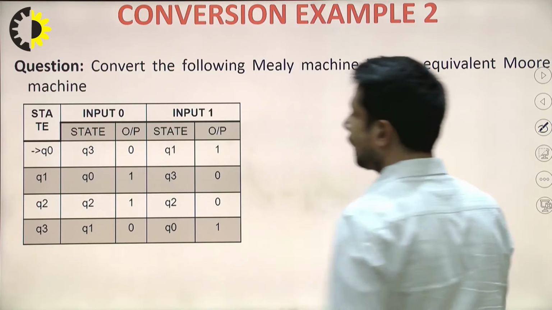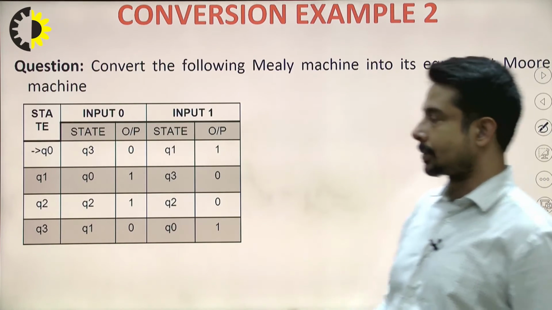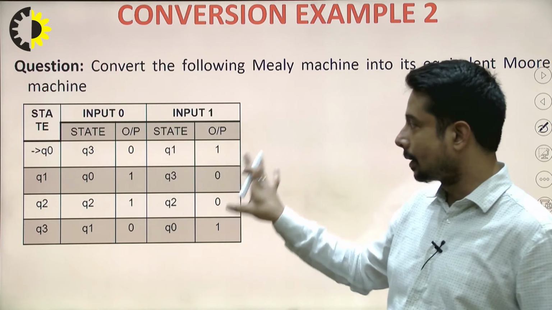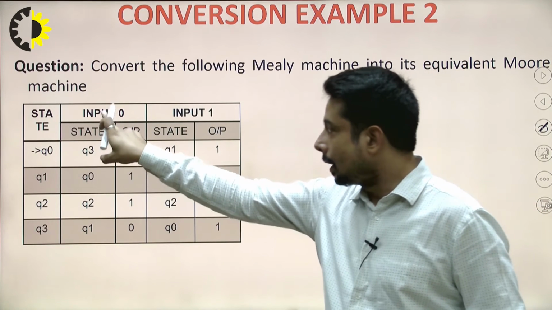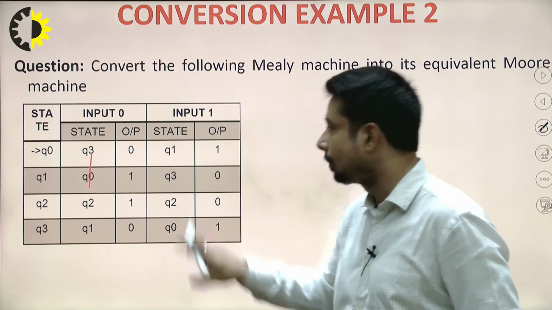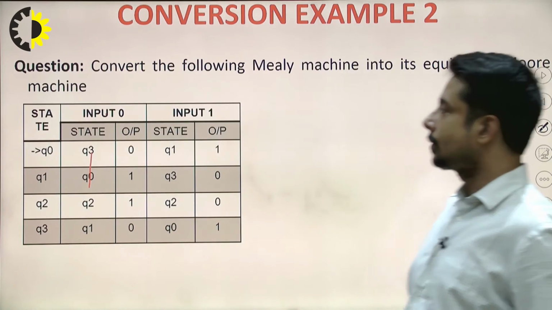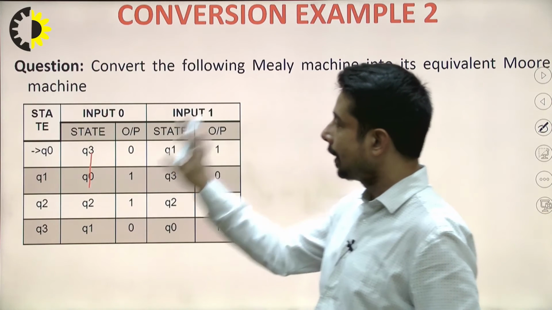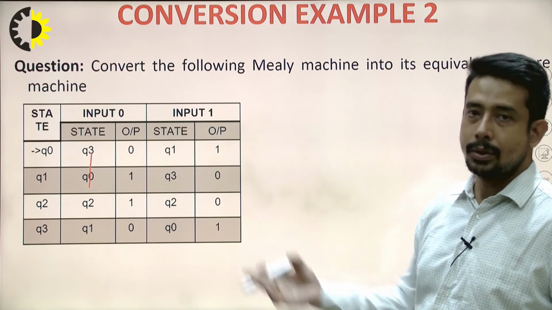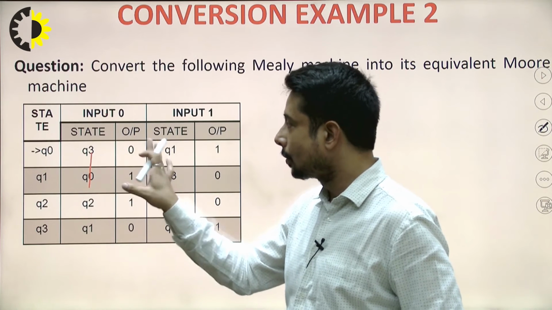Let me take the second example, where we are going to discuss the conversion table for Mealy to Moore machine. As this table is a Mealy machine, the output is associated with the input transitions. So how to design it? First I need to take this particular table into your transition table, right? But before that we need to check which states have two different outputs.